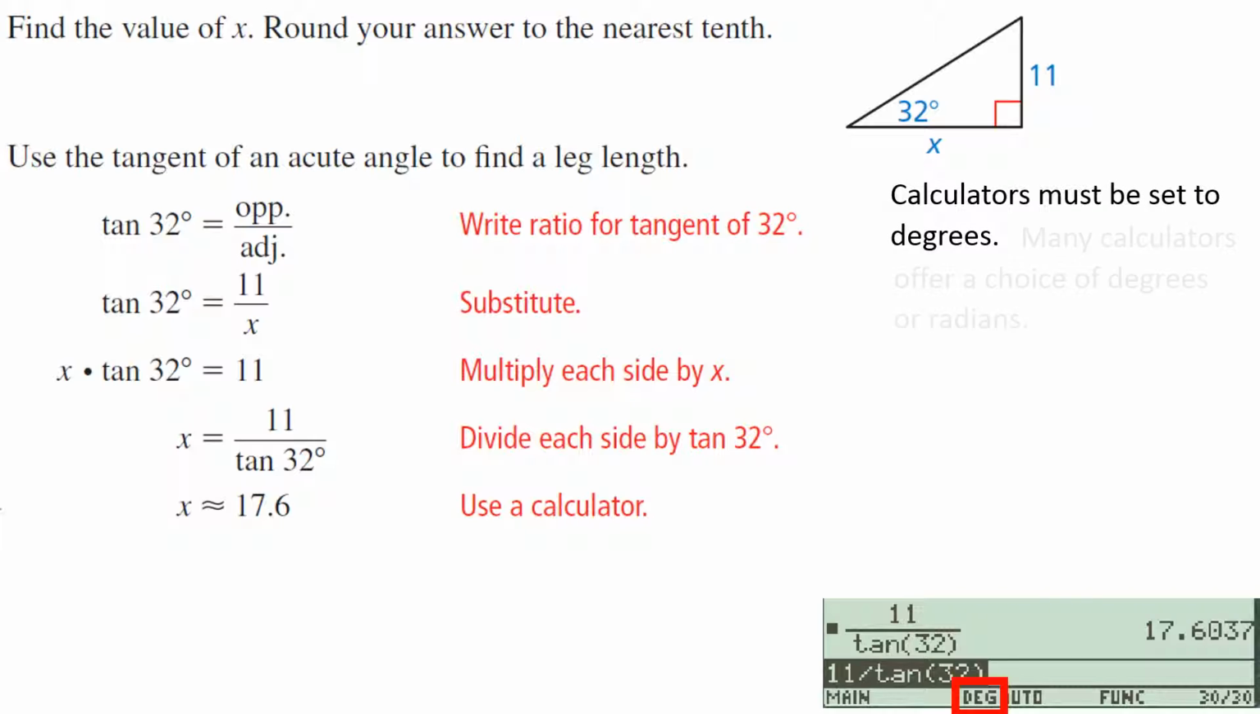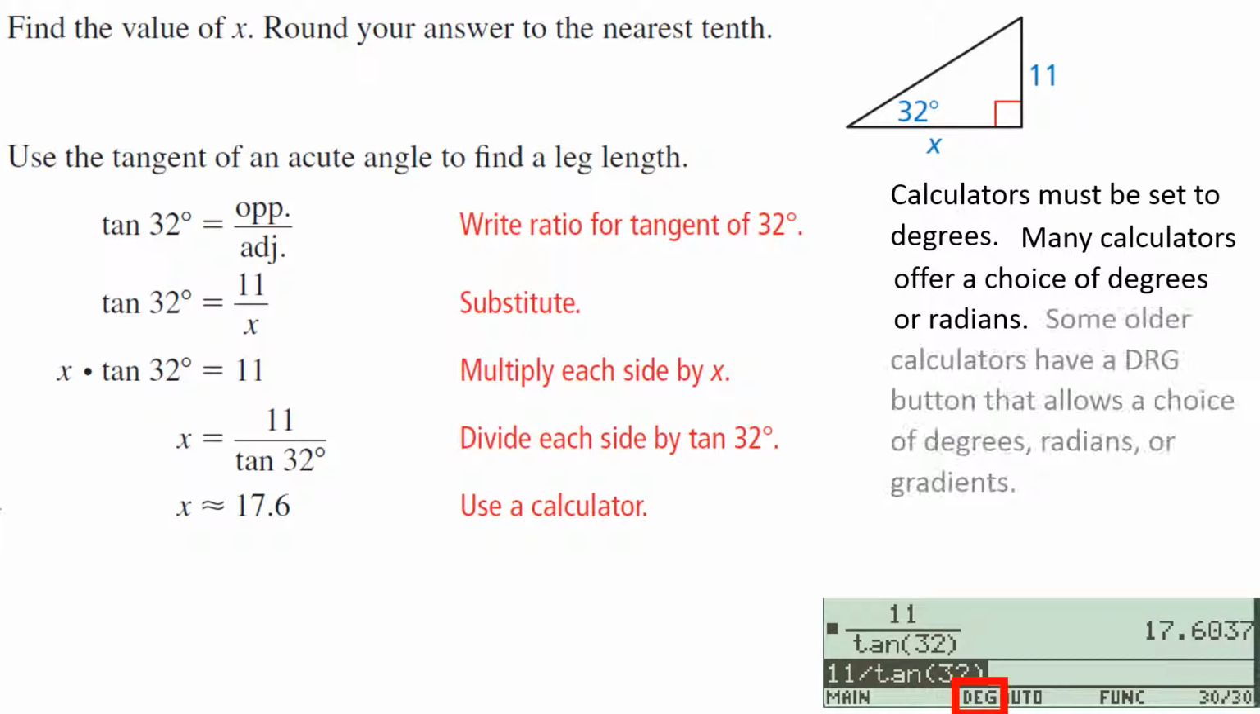It's 11 divided by the tangent of 32 degrees. Make sure that calculator is in degrees. Figure out how your calculator lets you choose between degrees and radians. If you come across a calculator that has a DRG button, that actually allows choice of degrees, radians, or gradients, you will use degrees in geometry.